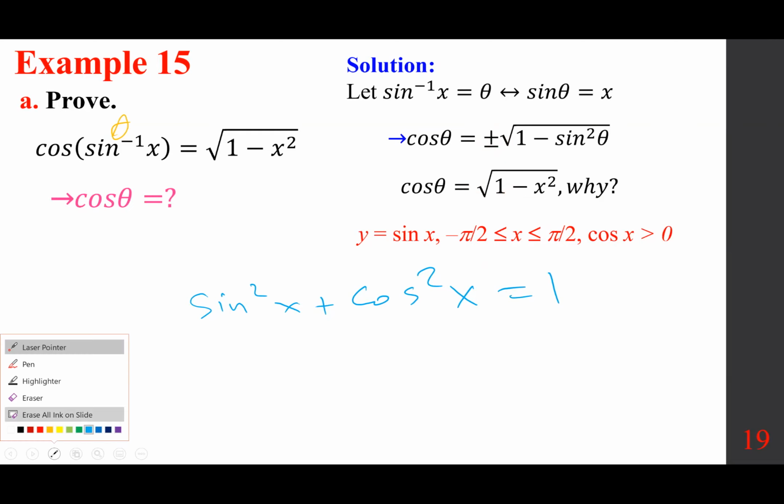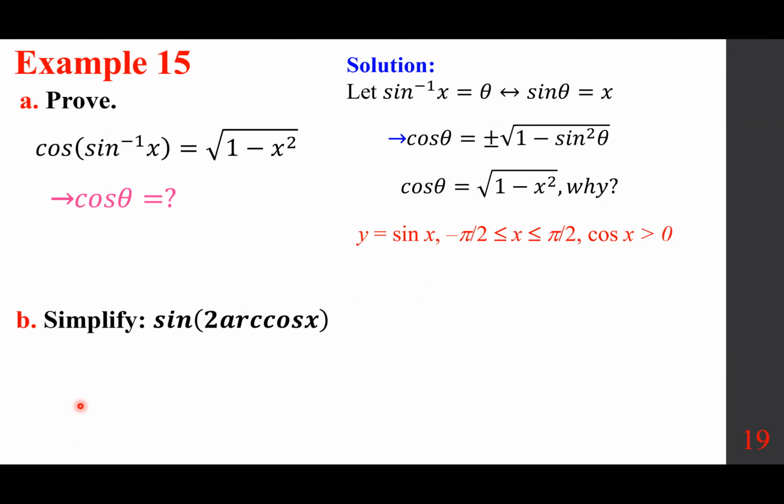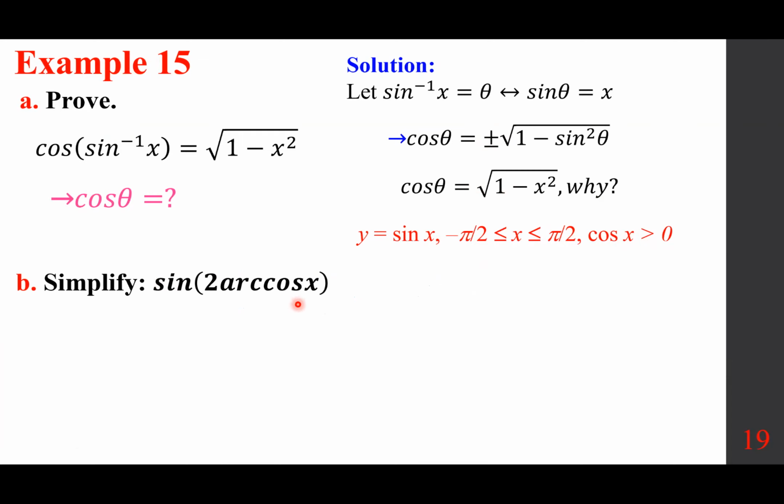Let me erase this. Simplify sine of 2 arc cosine x. And again, remember, arc cosine x or cosine inverse x means the same thing. In other words, this part you can call alpha, beta, gamma, theta, whatever you want. So if you call it theta, then that means cosine theta must be x. That's the meaning of it.